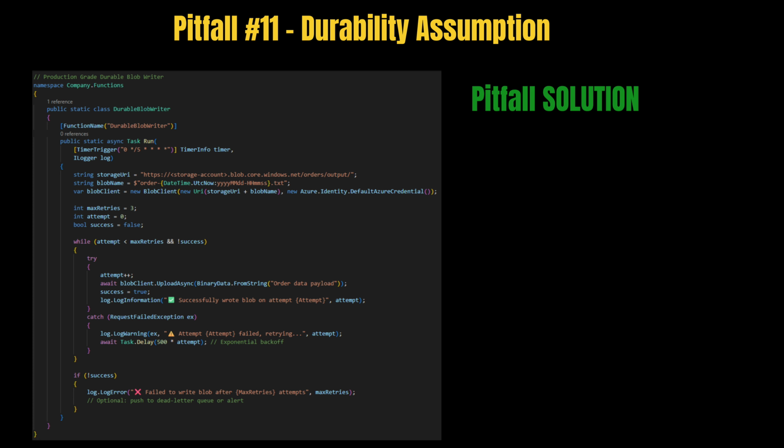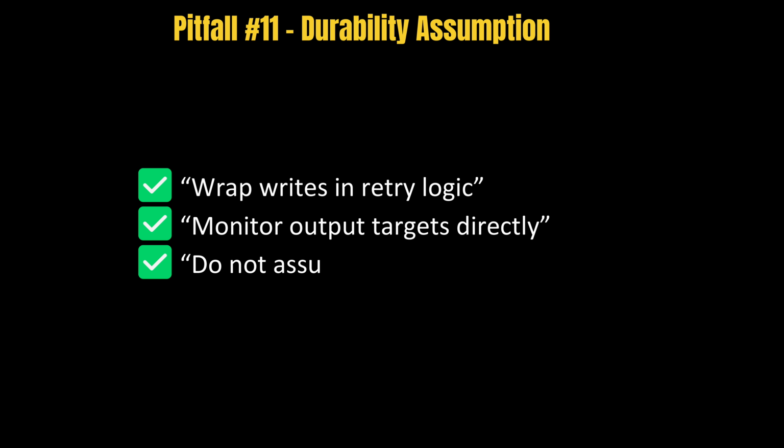We need to rely on SDK code instead of purely relying on the output binding. Use SDK calls with retries and exponential backoff if durability is critical. Combine with monitoring of output targets, blob metrics, and Cosmos diagnostics to detect silent failures before they reach your users. Wrap writes in retry logic. Monitor output targets directly. Do not assume bindings are guaranteed.